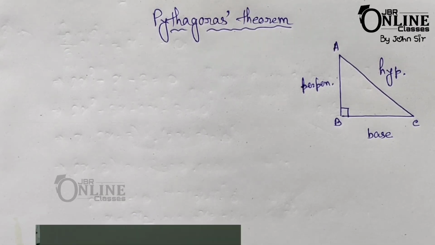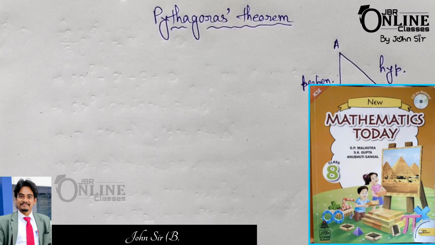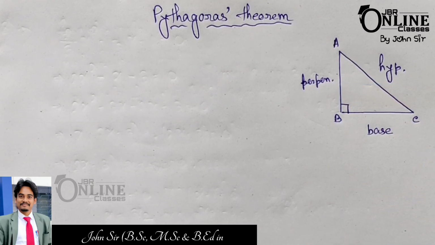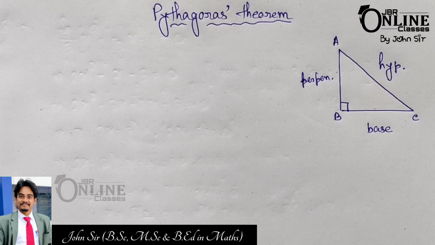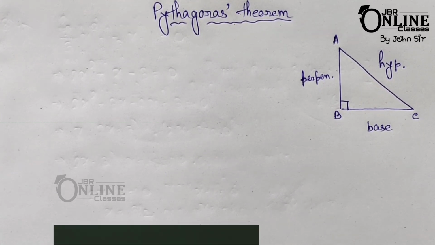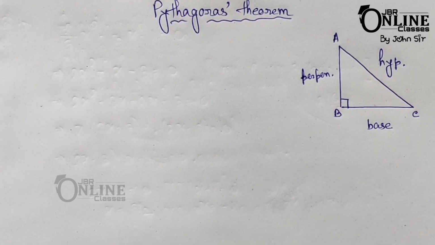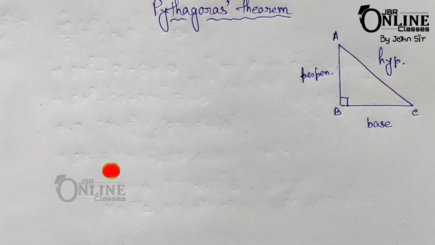Hello everyone, so today I am going to start exercise 17b. Now this chapter is related to Pythagoras theorem. Now what is Pythagoras theorem? Pythagoras theorem is related only to a right angle triangle.